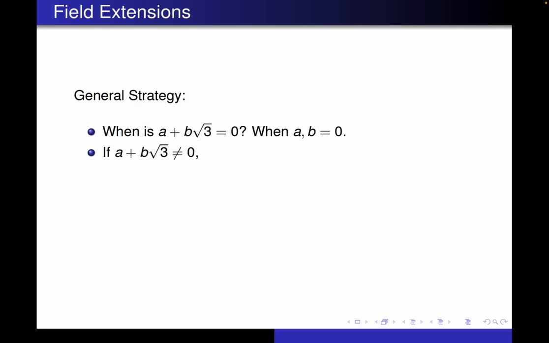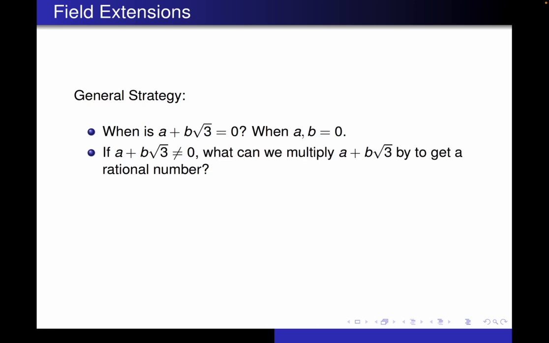So now the question is, what if a + b√3 is not equal to 0? And what we'd like to find is a multiplicative inverse for it. And what that means from the first bullet point is that either a is non-zero or b is non-zero or both. And if we do have a non-zero, what can we multiply by a + b√3 to get? Well, we want to get 1, right? That will make it the multiplicative inverse. But let's not be so greedy. Let's have some less ambitious goals and just get a rational number.